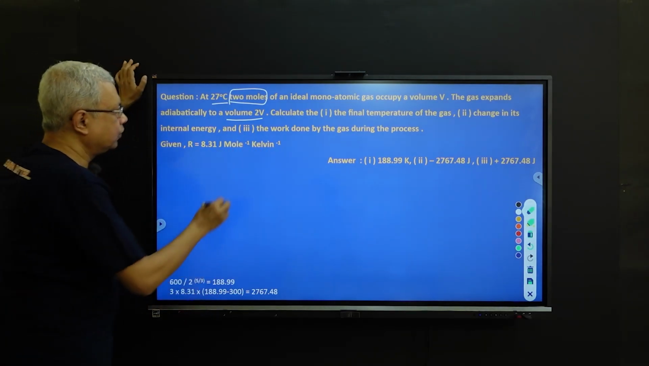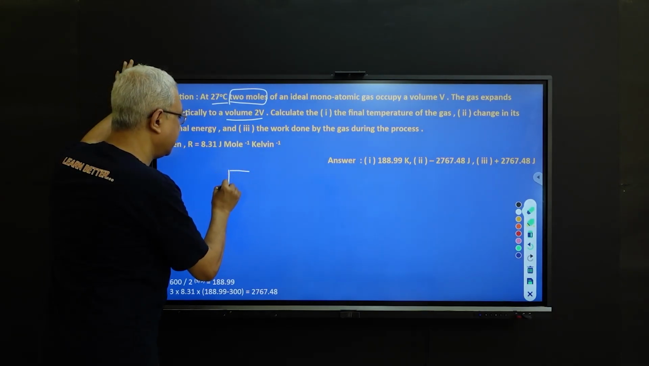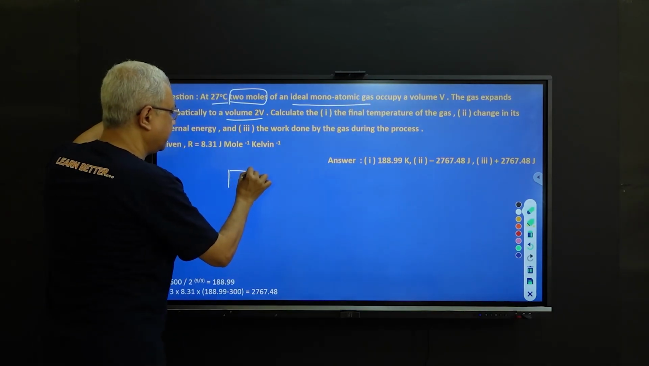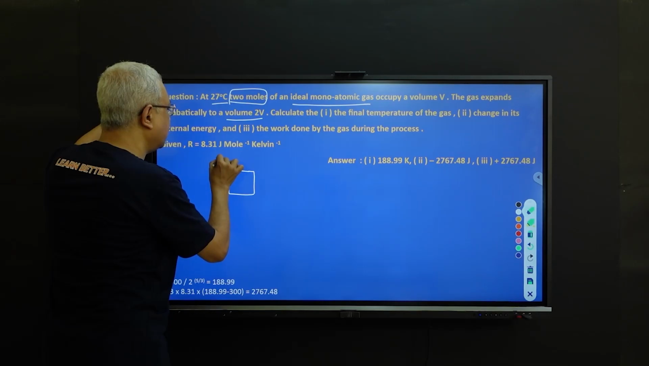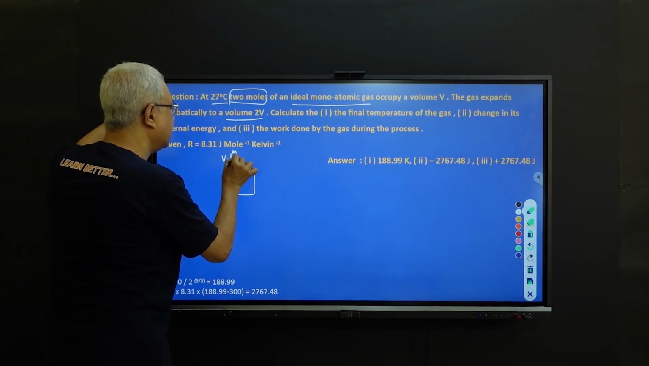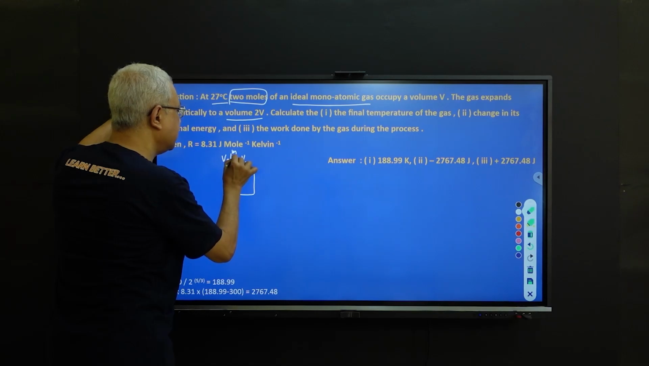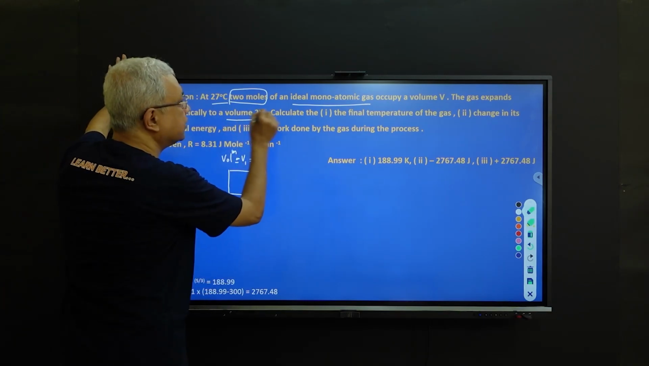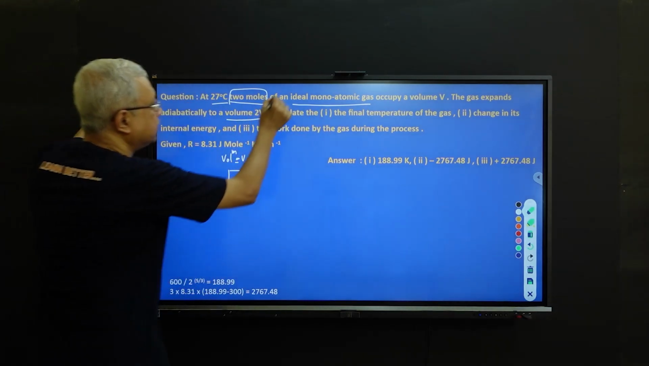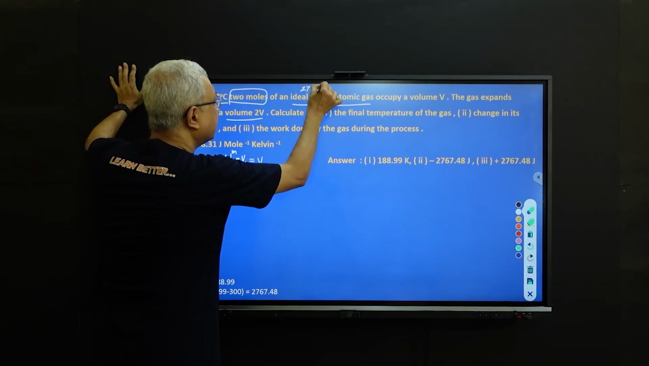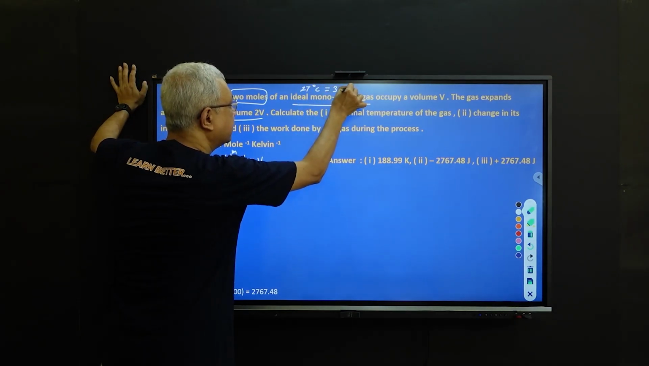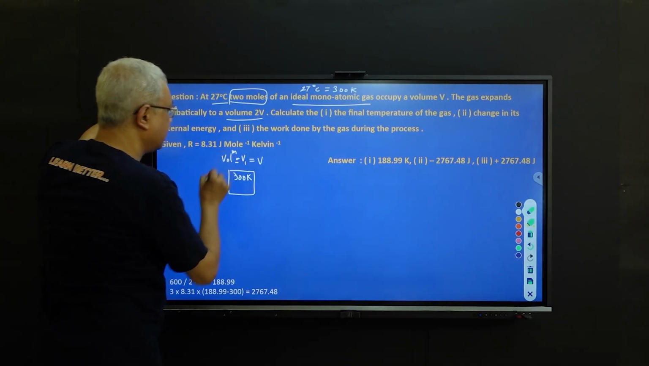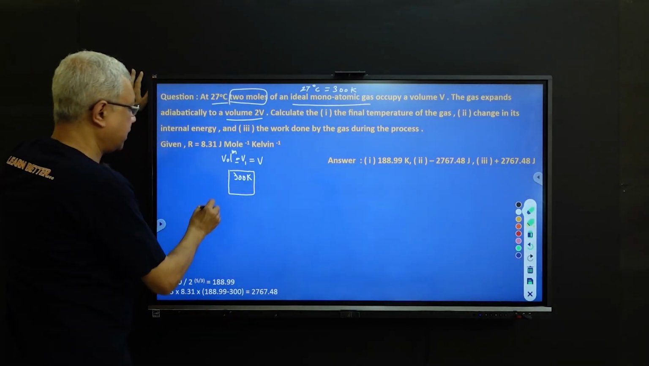So we have an ideal monoatomic gas. Its volume is V1, and call it V, at temperature 27 degrees Celsius. 27 degrees Celsius means 300 Kelvin. So at 300 Kelvin, 2 moles of gas are there.